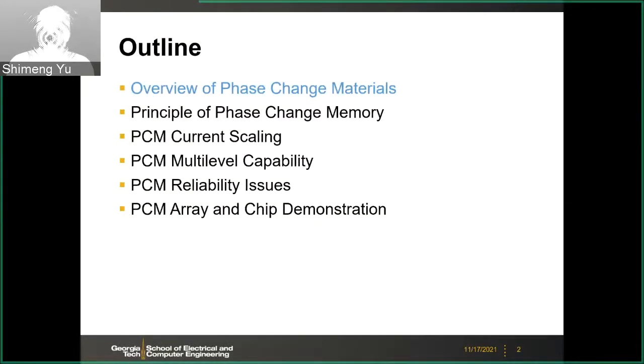First, we will have an overview of the phase change material, and then we talk about the principle of the phase change memory, and then we will address some issues with regard to the phase change memory: current scaling, multi-level capability, reliability issues, and finally we will present some array level and chip level demonstrations.